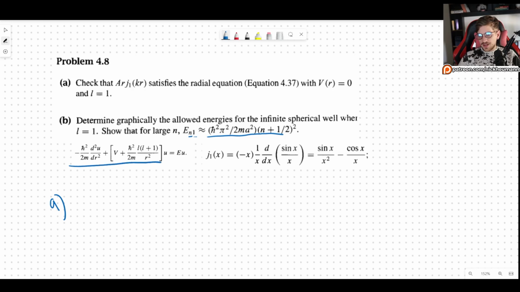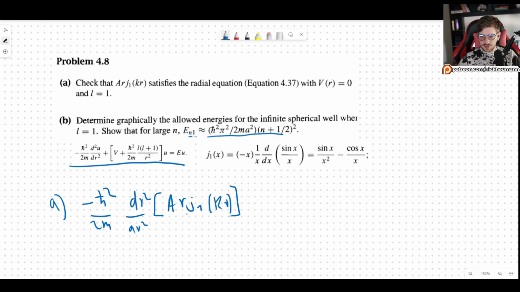So let's check that this is indeed true for when the potential is 0 and L is equal to 1. Let's begin by writing it down under those conditions. So we have d squared over dr squared, and then we have u, but u is A r j1(kr), so we have to take two derivatives of that very soon. Then we have plus, the potential here is 0, so we have plus l(l+1), if l is 1, that is 2, times h bar squared over 2m, and then 1 over r squared.